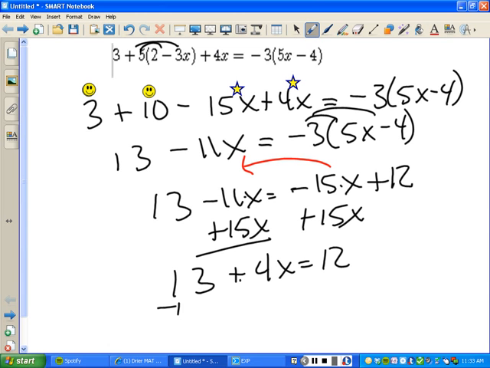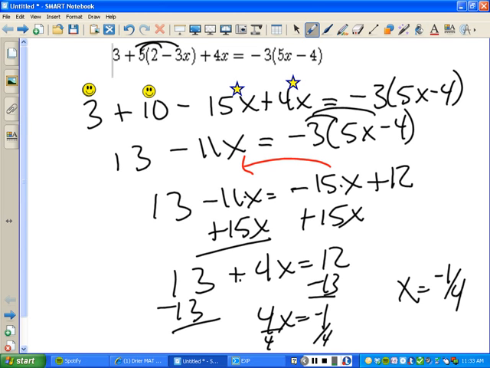Okay. Subtract 13, subtract 13. 4x equals negative 1. Divide by 4, divide by 4. And x is equal to negative 1/4. Okay. Fair enough on that?